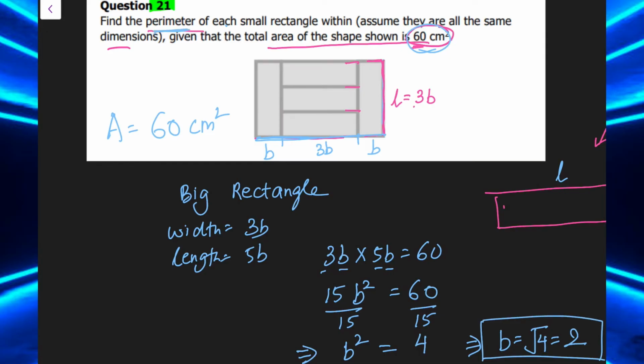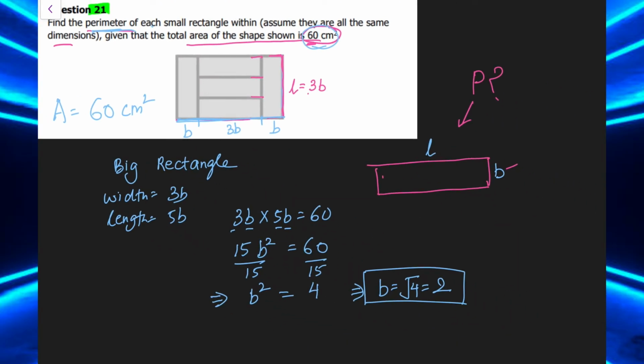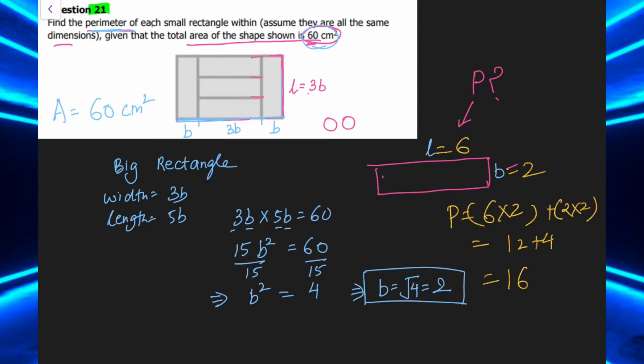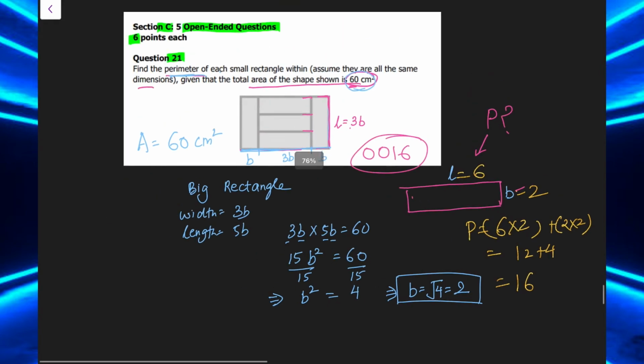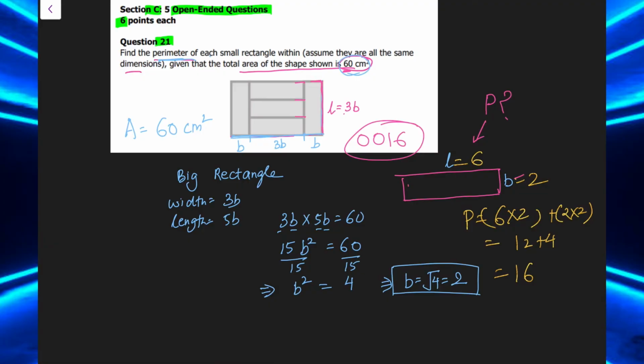Now we have to find the perimeter of the smaller rectangle. Now we know that B is 2. That means the length, which was 3 times B, is 6. And now we can find the perimeter, which equals 6 times 2 plus 2 times 2, which is 12 plus 4, which is 16. So the answer is 0016. That's for question number 21.